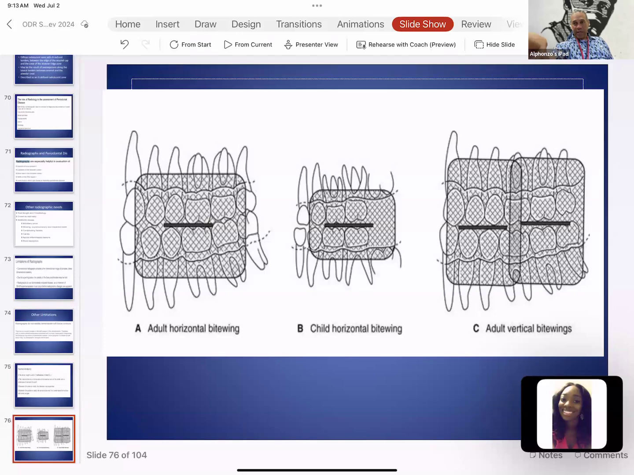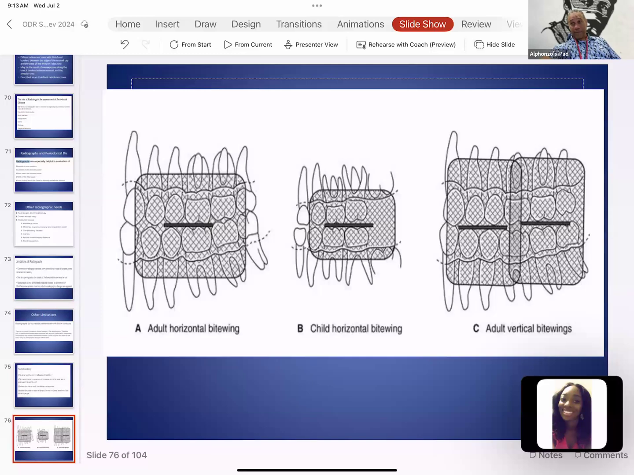Here's the children's size imaging device, and then there are vertical bite wings, which are used in perio. Dr. McIntosh, who runs the perio department here, will request these. Some of the dentists do request them quite a bit here at the dental school. In private practice, in over 30-some odd years, I never took a vertical bite wing.